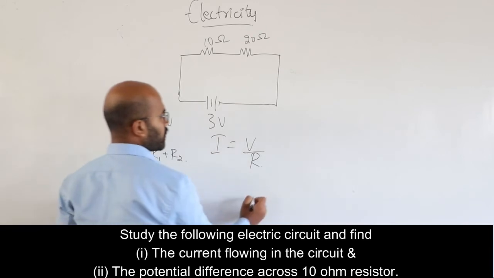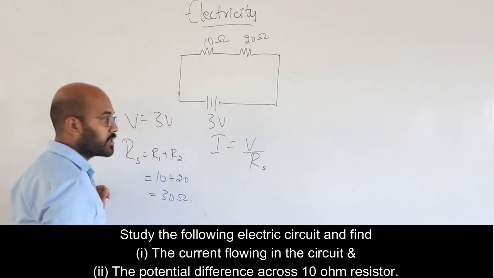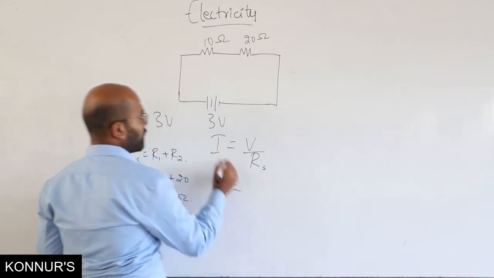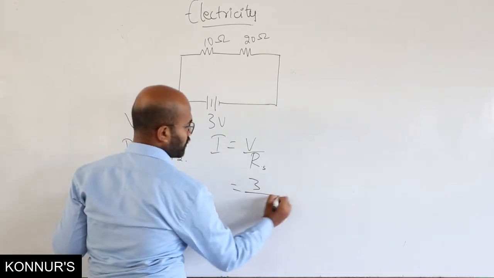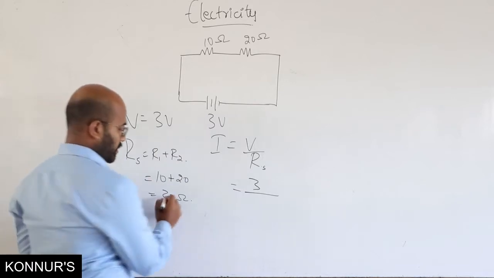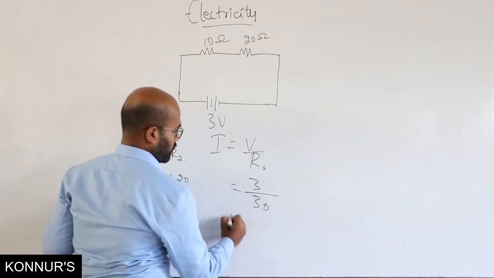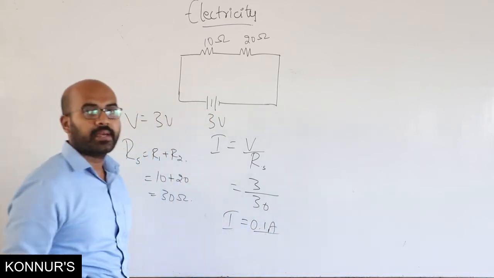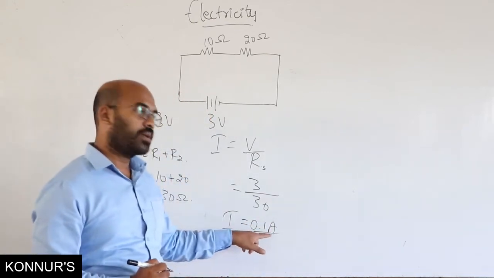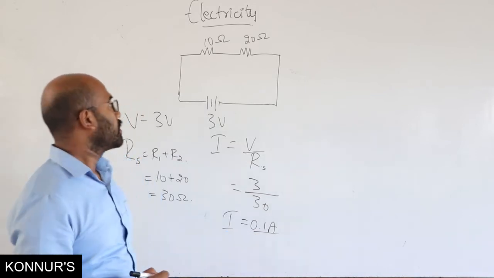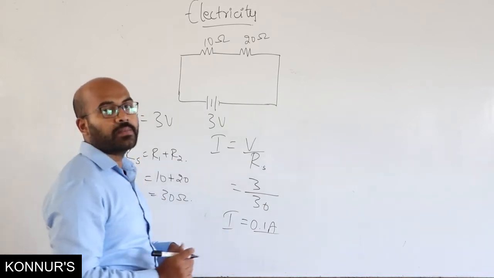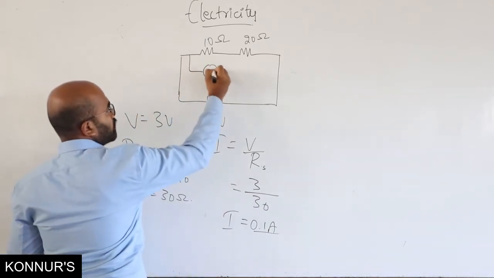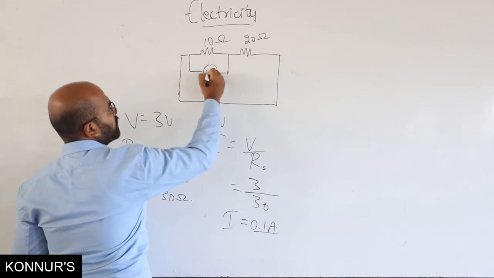So I is equal to V by Rs. So that is nothing but V. What is the value of V? 3 volt. So what is the value of Rs? 30. So I is equal to 0.1 amperes. So don't forget to mention the SI unit. Then they have asked the potential difference across the 10 ohm resistance. So this is the potential difference that we need to find.